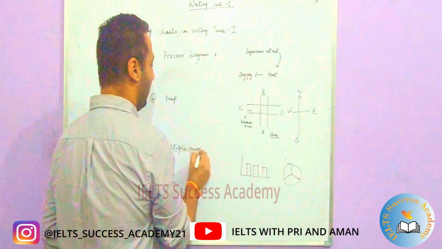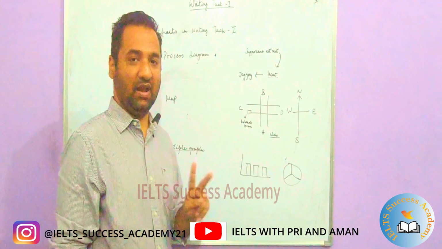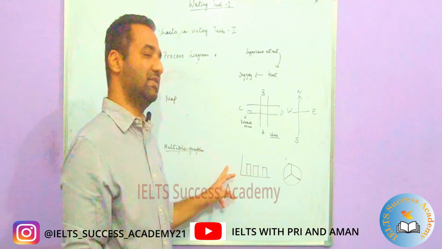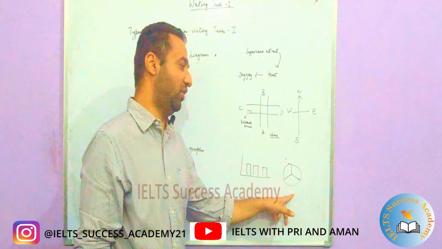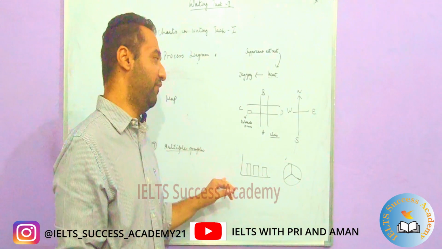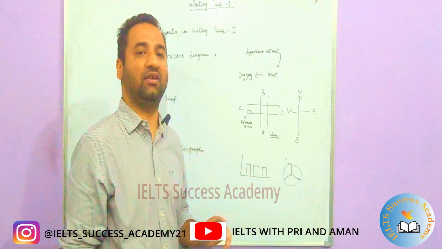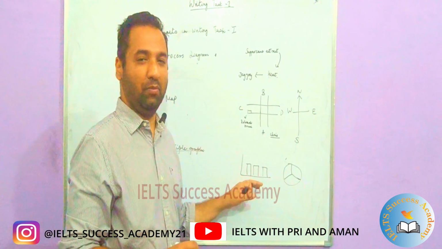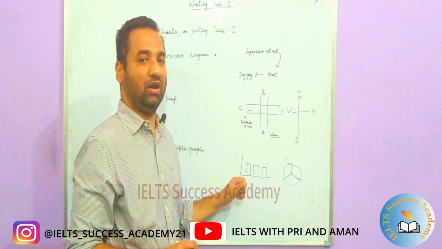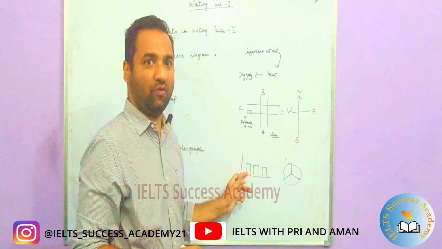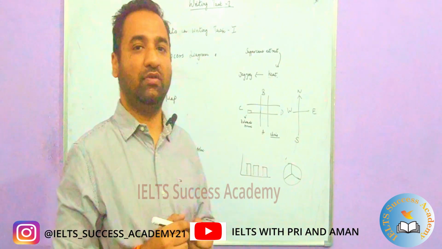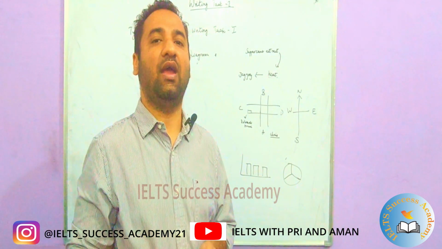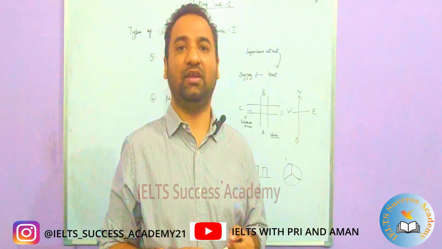Now in multiple graphs, we can have two types of graphs. So, for example, you can have a bar chart and a pie chart, or a line graph and a bar chart. This is perhaps more common nowadays. This often comes in the test, but make sure you always follow the same principles in resolving the question from task one.